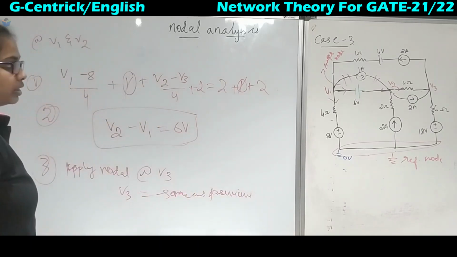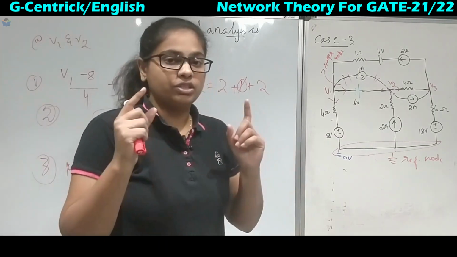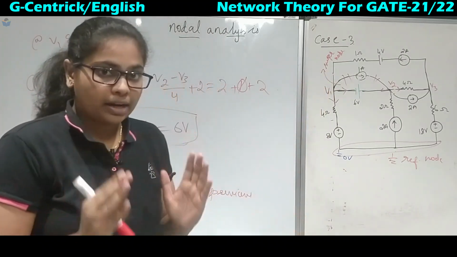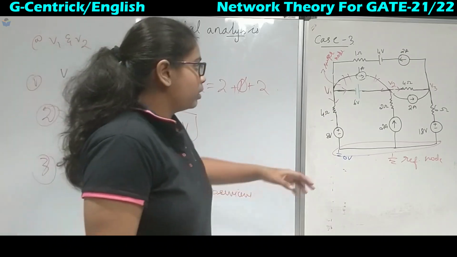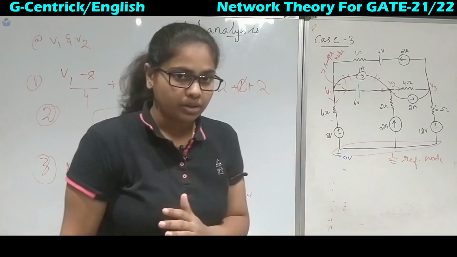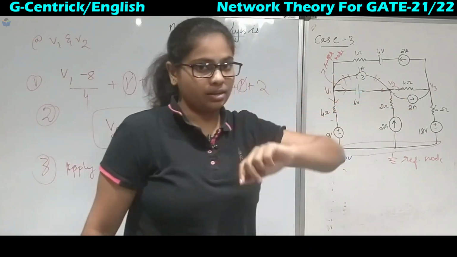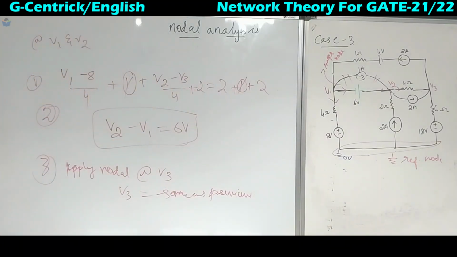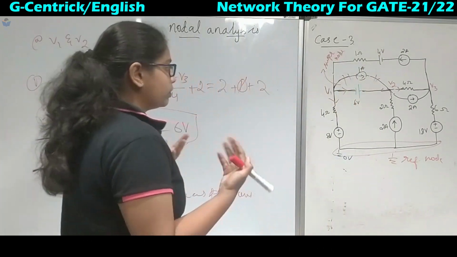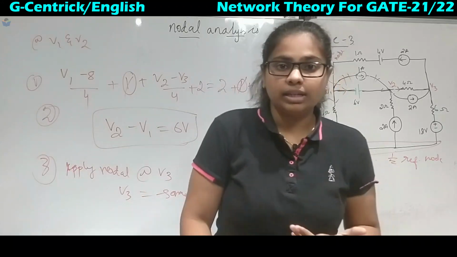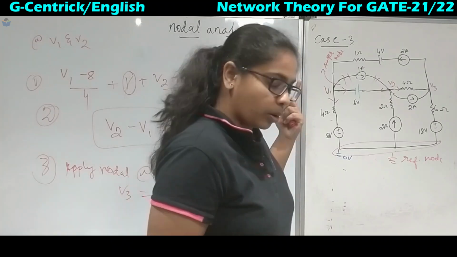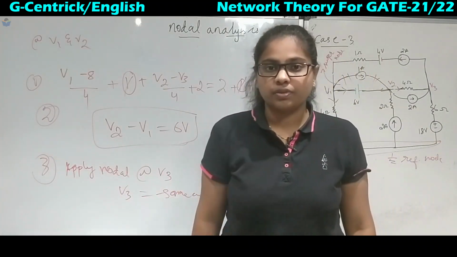There are two things to note in this supernode concept. One, between whichever nodes the ideal voltage source appears, write those equations simultaneously. Second, whenever a branch is connected in parallel with the ideal voltage source, that branch will not have any significance; it will get cancelled out. So this is nodal analysis, case 1, case 2 and case 3. When we solve problems based on this, it will be clearer. In the next class we will take some problems related to these cases.